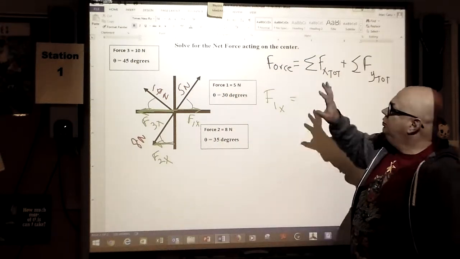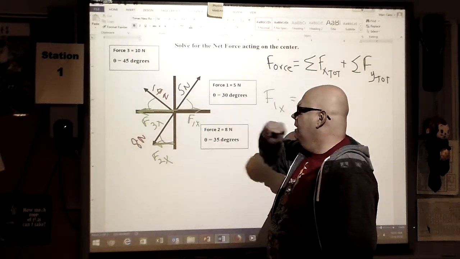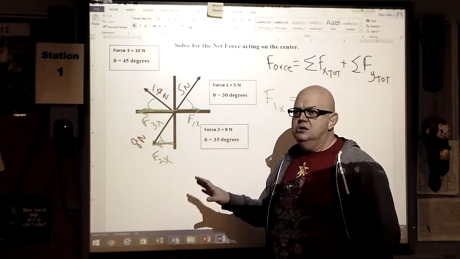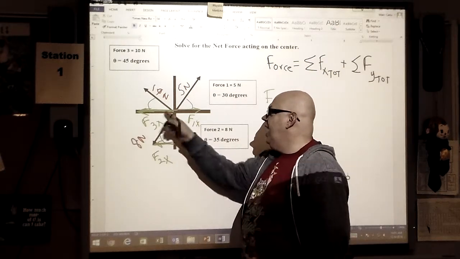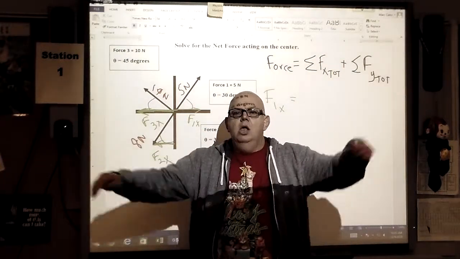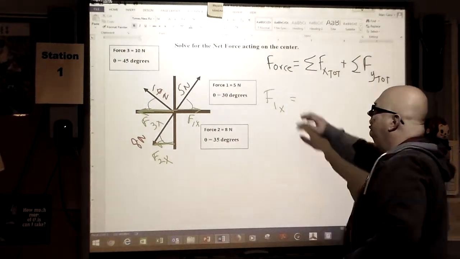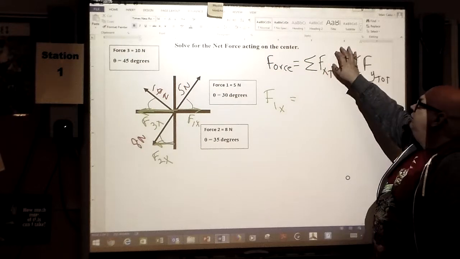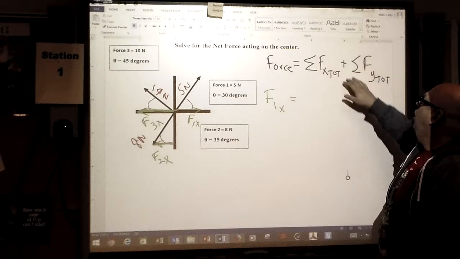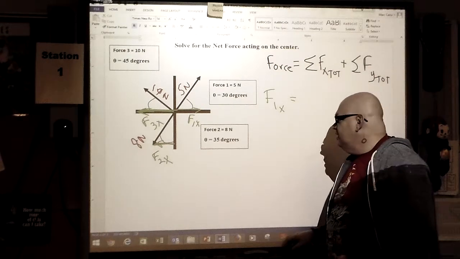Okay, so we're looking at solving for the net force acting on the center here. When we look at something like this, it looks like lots of vectors, but they can be broken down into x components and y components. Remember, x components are horizontal, the y components are vertical. So with that, the net force is going to equal the summation of all the force in the x direction total plus all the force in the y direction total. That's the key thing.